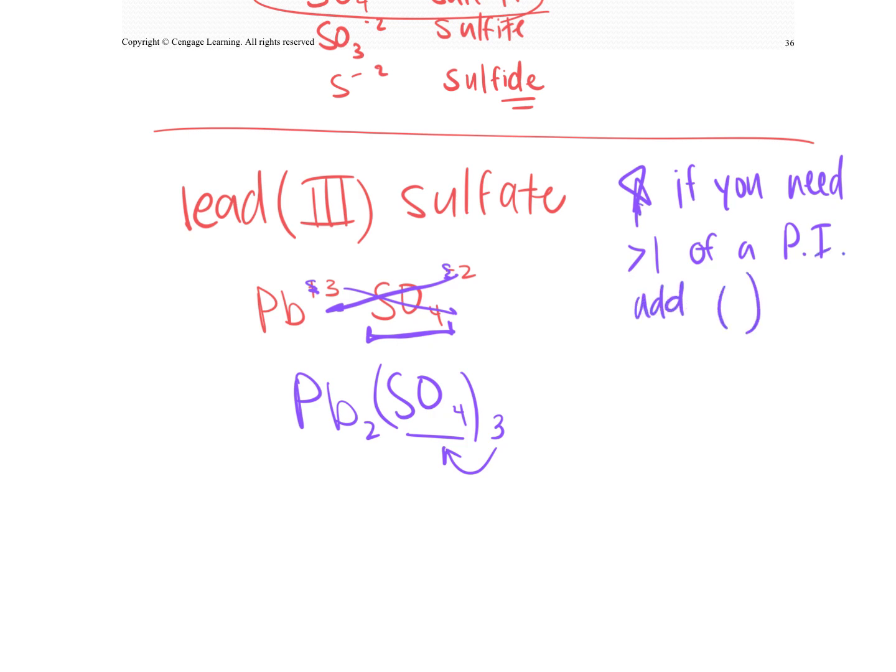Okay, can you figure out what that shorthand says? If you need more than one of a polyatomic ion, you have to add parentheses around that. Okay, and so what this tells us is that we have 3 SO4s. And if I was going to look at individual elements, how many sulfur atoms would I have here?